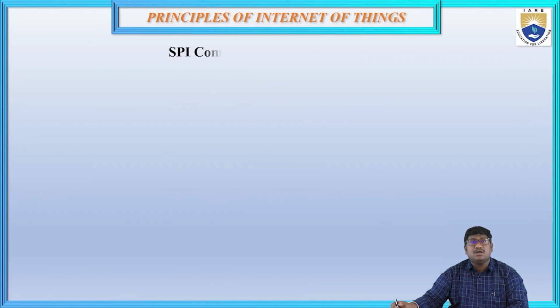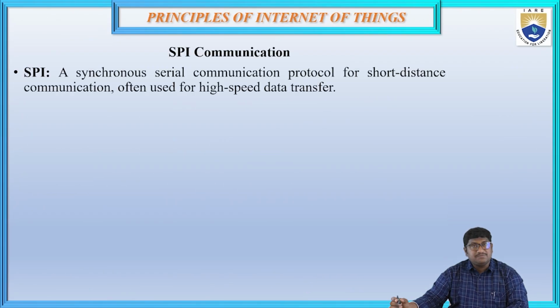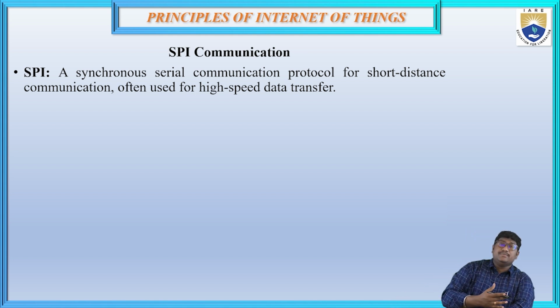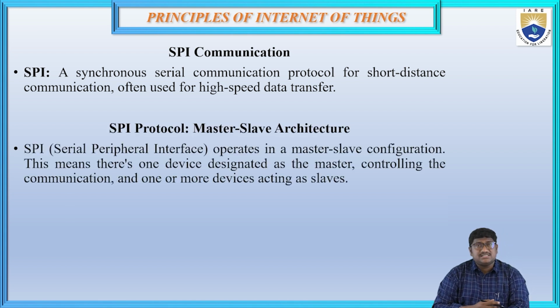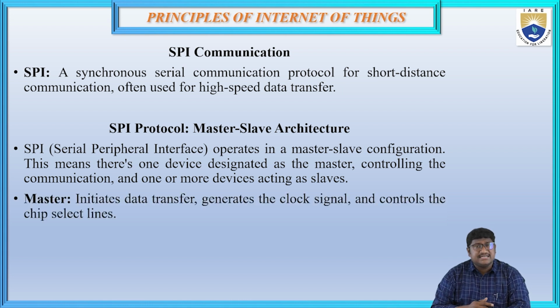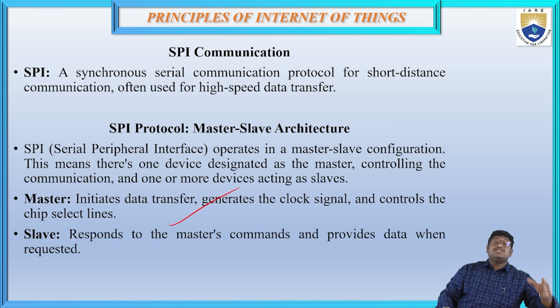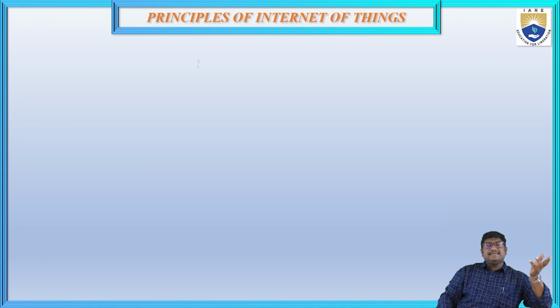And now we'll have a look at what SPI communication is. SPI is a synchronous serial communication protocol, which is used for short distance communication with high speed data transfer. What is the master-slave architecture that exists here? Here, in the master-slave configuration, one device acts as a master and another device acts as a slave. Got it? The master initiates data transfer, generates the clock signal and controls the chip select line. The slave responds to the master's commands and provides data when requested by the master. So you are a slave, acting for the master.